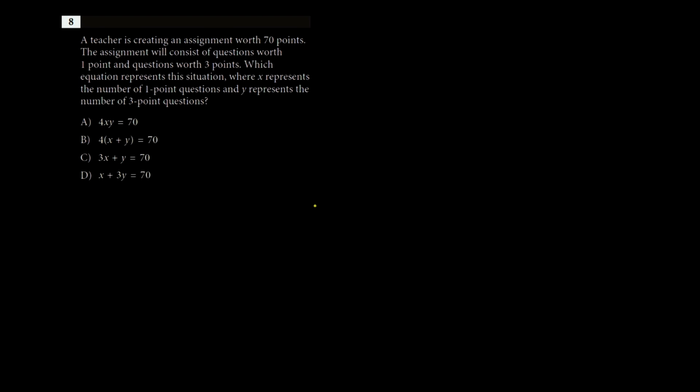All right, again, another long word problem, but again, we just have to read carefully. We have an assignment worth 70 points. So right away, I'm just going to write down that my total is equal to 70. I like to keep track of these things, 70 points. And it's going to have questions worth 1 point and questions worth 3 points. Okay, so we have 1 point questions and we have 3 point questions. Which equation represents a situation where x is the number of 1 point questions?